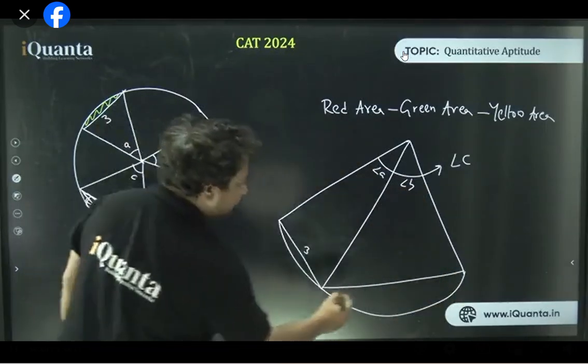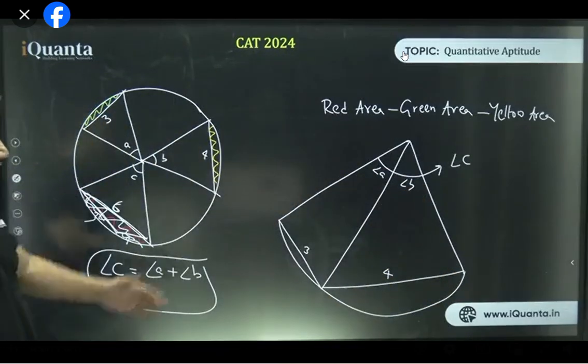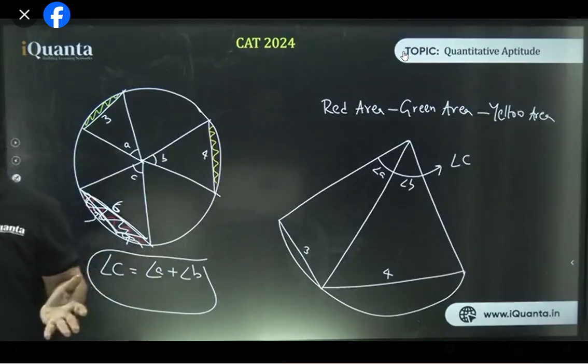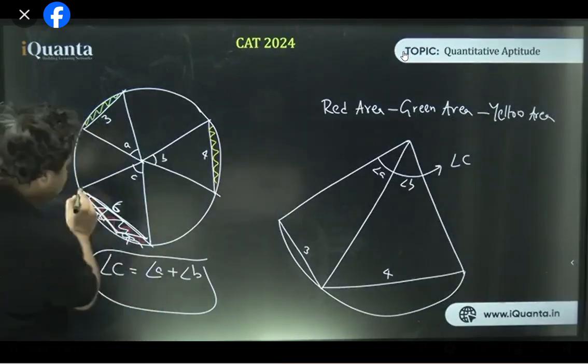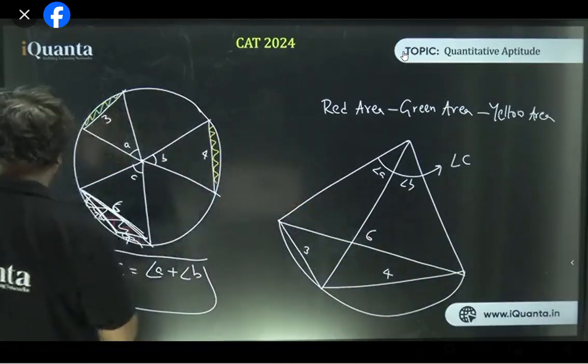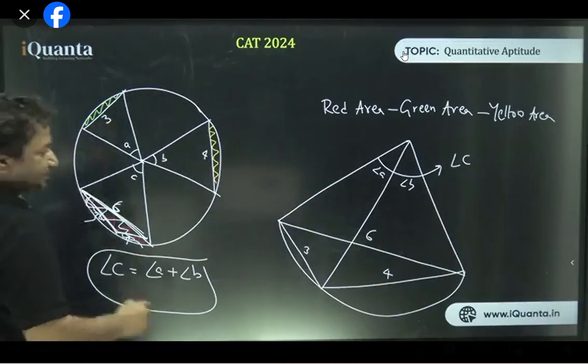And this one is how much? 4. Now all of you know this can happen. Why? Because angle C is equal to angle A plus angle B. Those who could not get it earlier, now it's clear. And this was already given as 6. This thing is 6. You know that. Okay, now see what I will do.